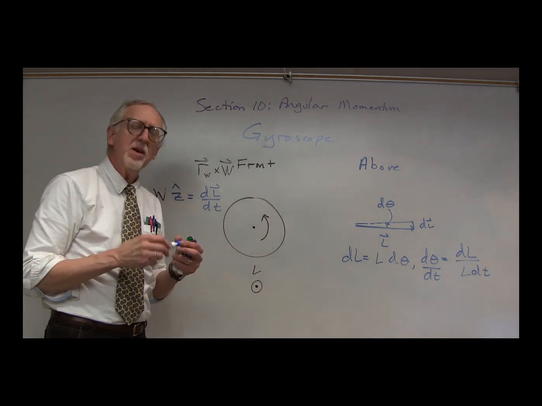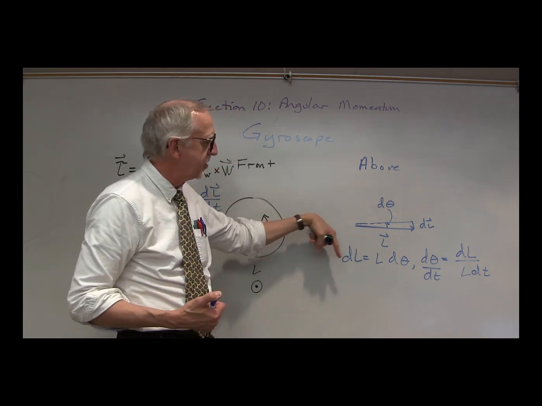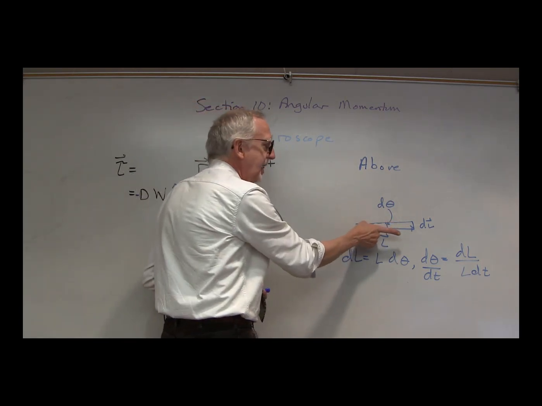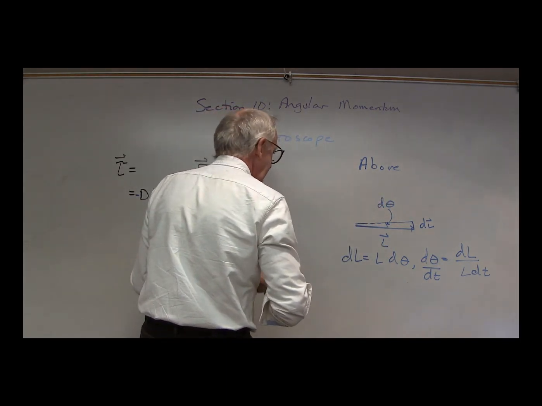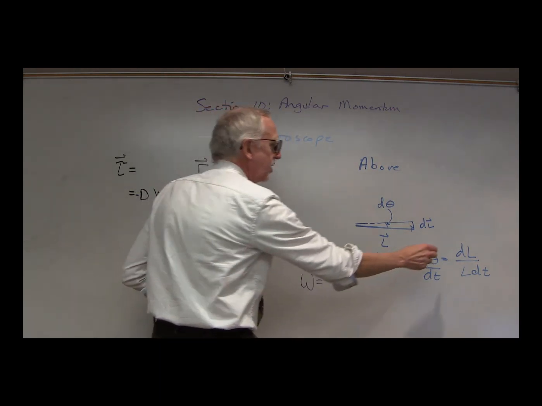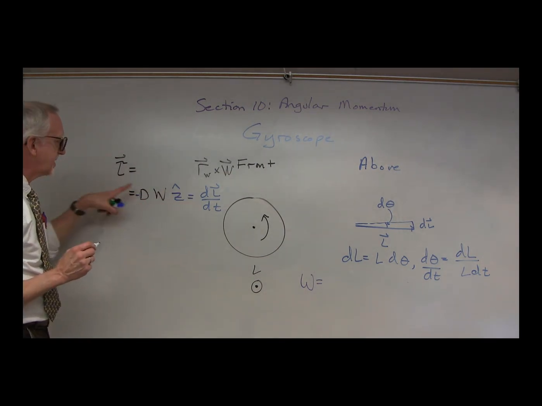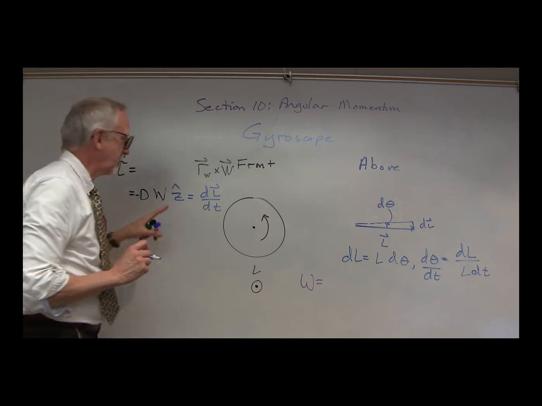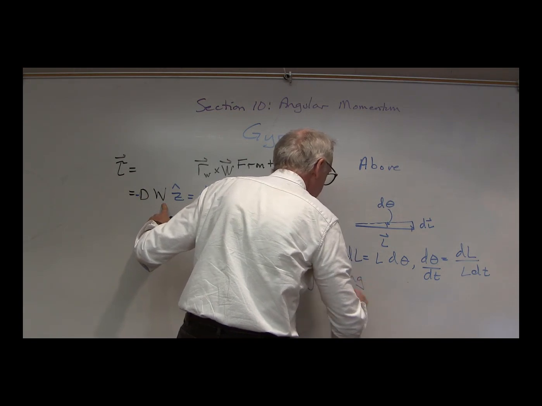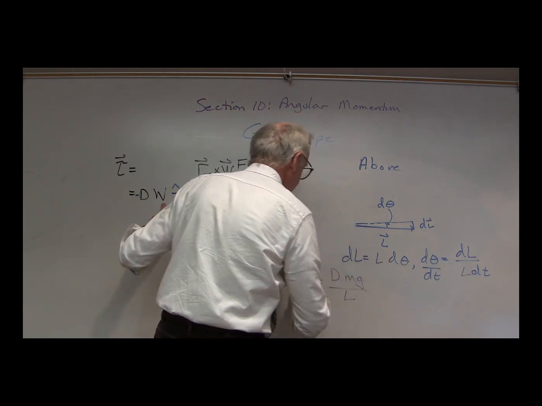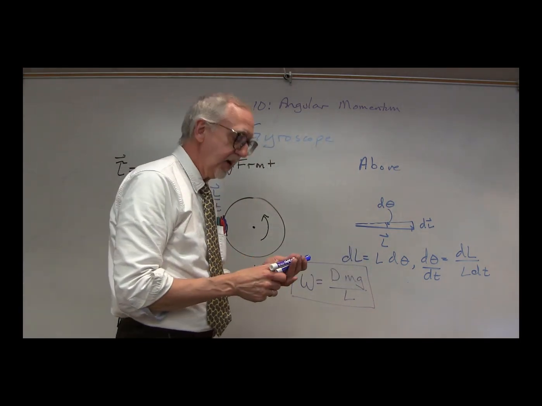d theta dt, what is that? That is omega. That is the angular velocity at which this angular momentum is rotating around. So how rapidly is that gyroscope rotating around? So I'll write this as omega. And omega equals dL over dt over L. But what is dL over dt? That's the magnitude of the torque. That's D times W, or D times mg. So that is D mg over L, the angular momentum. There we go. This is called the angular velocity of precession.